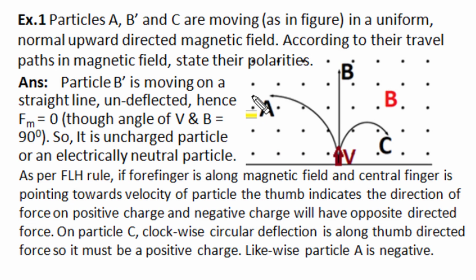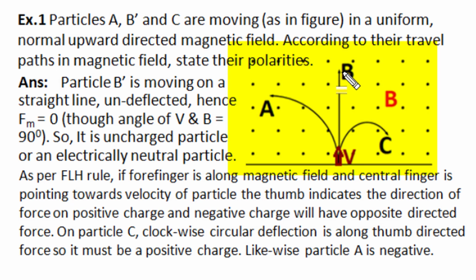In this example, three particles A, B dash and C are moving in a uniform normal upward direction magnetic field, as denoted by dots in this yellow highlighted area. Now, according to the travel paths of A, B and C, we have to find out the polarity of these three particles.